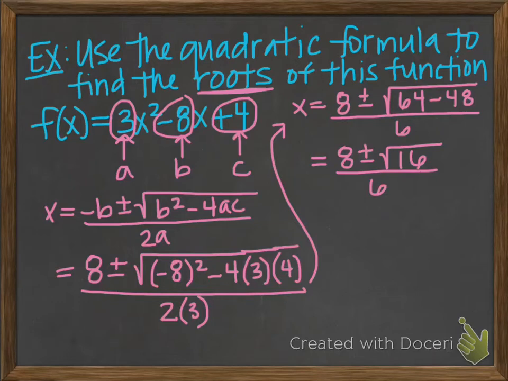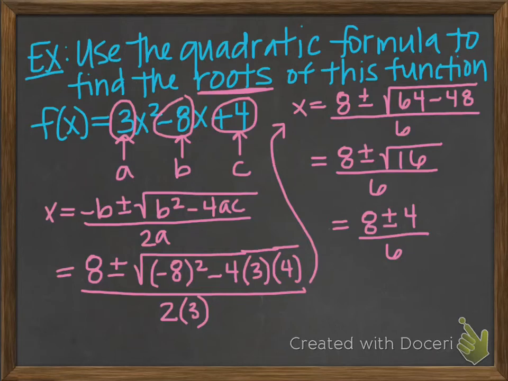And then the last thing we can keep doing to simplify is the square root of 16. Luckily, 16 is a perfect square. I can figure out what the square root of that is. Remember, you're trying to figure out what times itself equals that number, and it would be 4. So 8 plus or minus 4. Remember, when you take the square root of a number, the square root symbol is gone, and this is all over 6. All right, so here's where we're finally going to get to the plus or minus symbol.